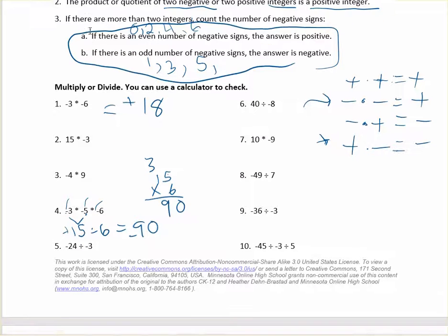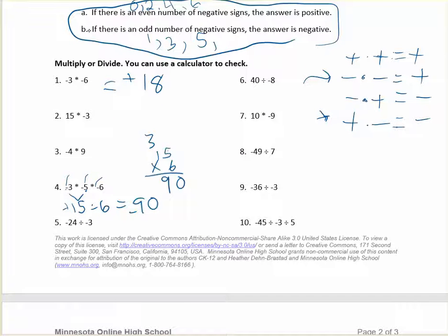How about some division problems? If you are going to divide, then the rules are the same. Even though I wrote the rules for multiplication on the side, these rules would also be true for division. If you take a positive number divided by a positive number, it will be positive. A negative number divided by a negative number will also be positive. A negative divided by a positive is negative. A positive divided by a negative is also negative.